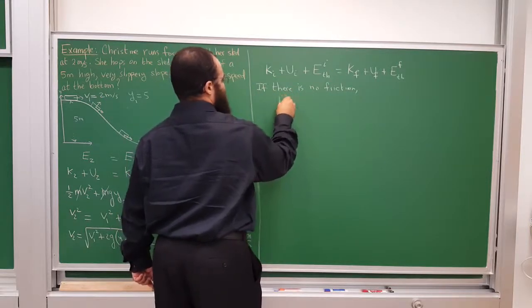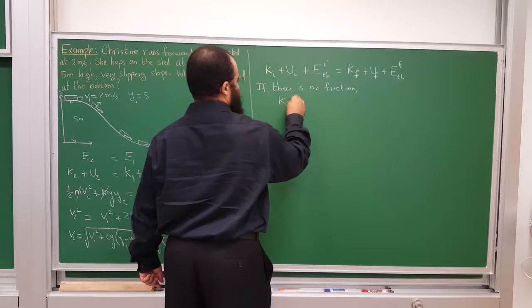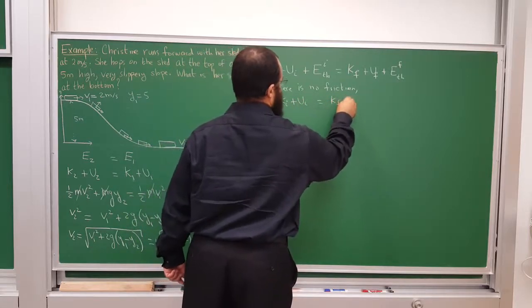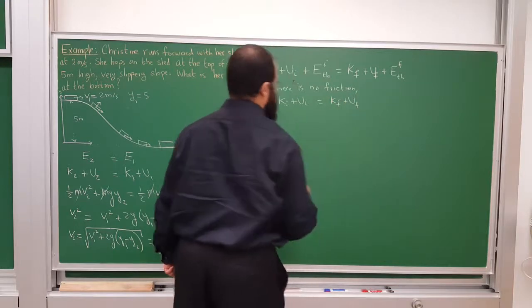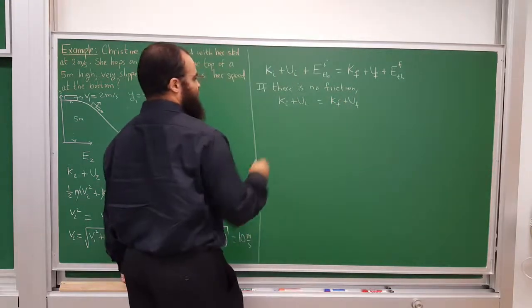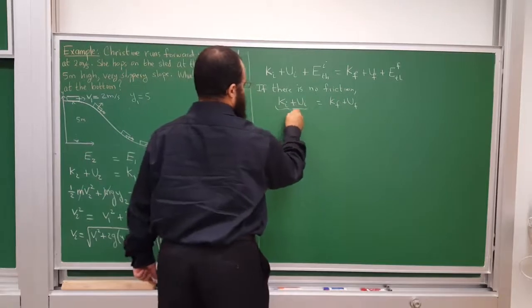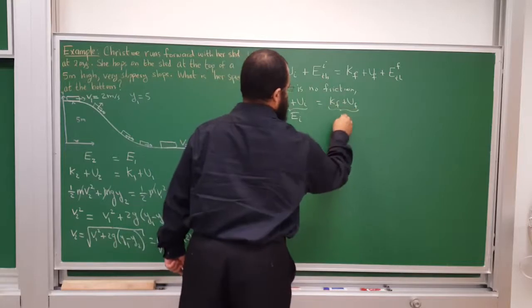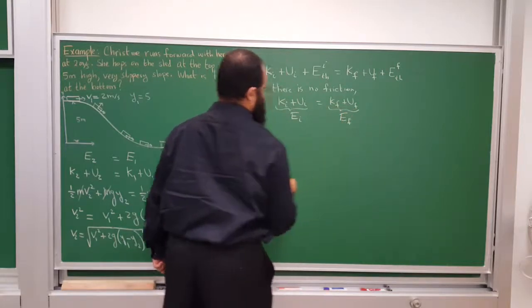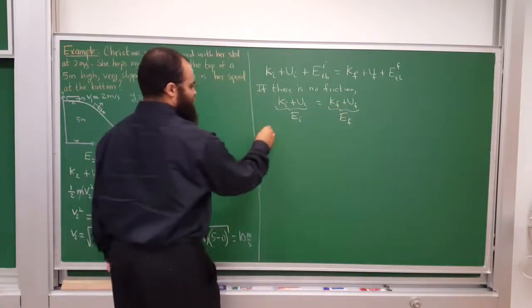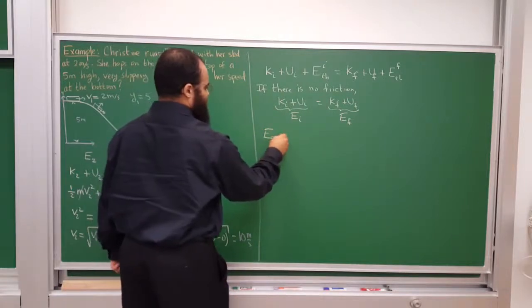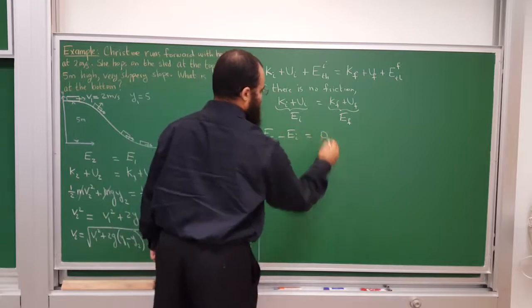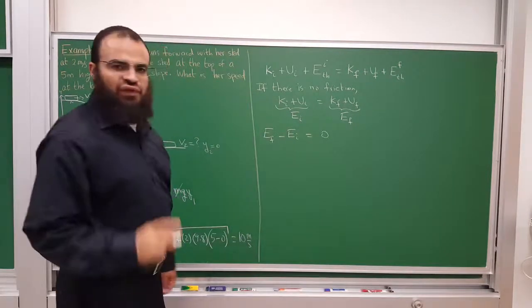Then we will even have a stronger requirement that the kinetic energy at the beginning plus the potential energy at the beginning will equal the kinetic energy at the end plus the potential energy at the end. All right? And this is called the mechanical energy at the beginning, and this is the mechanical energy at the end, right? So the mechanical energy at the end minus the mechanical energy at the beginning, if there is no friction, will equal 0.